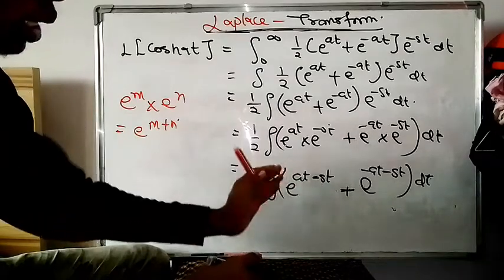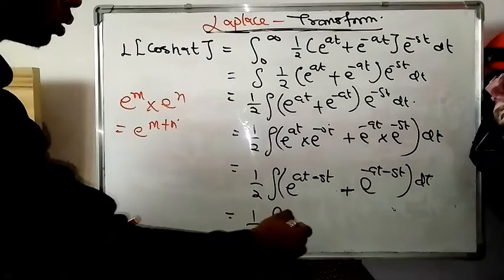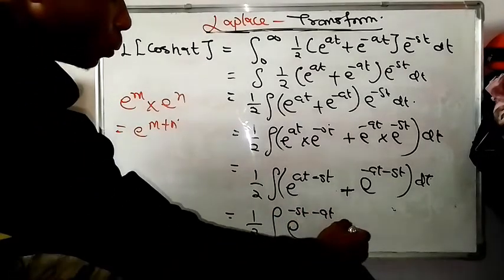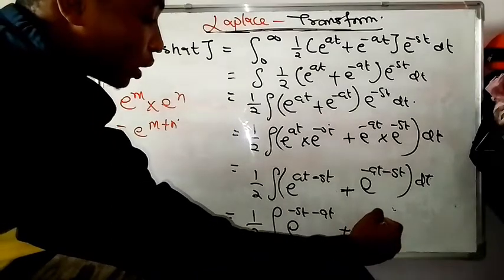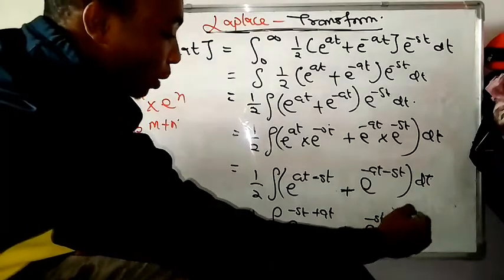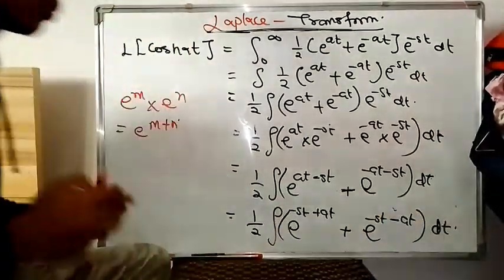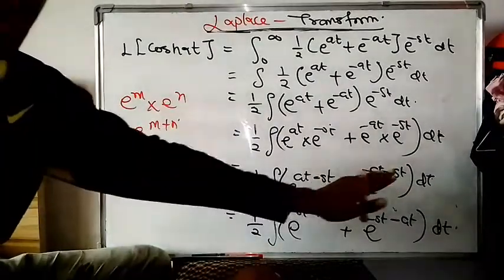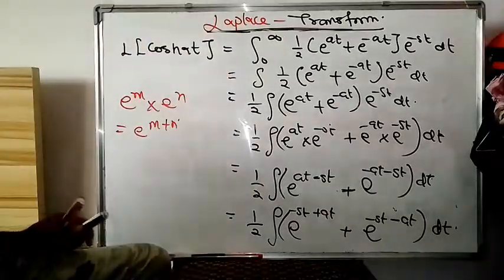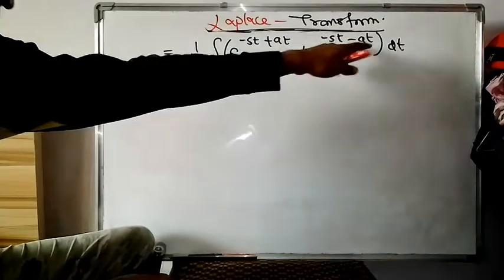So taking s to this other side, taking a to this other side, we'll be having 1 over 2 integral of exponential minus st minus at plus exponential minus st plus at, minus st minus at, with respect to dt. Right? I just change the position of s and a, then this is what I have.